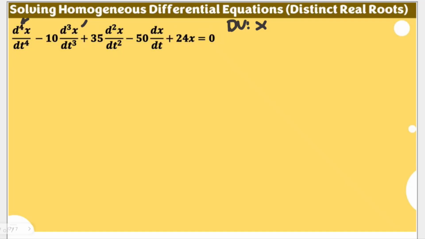That's what you can see here. And your independent variable is now t. Hence, we are going to solve x in terms of t. We will no longer be using y in the process. We'll talk about that as we end this video later.